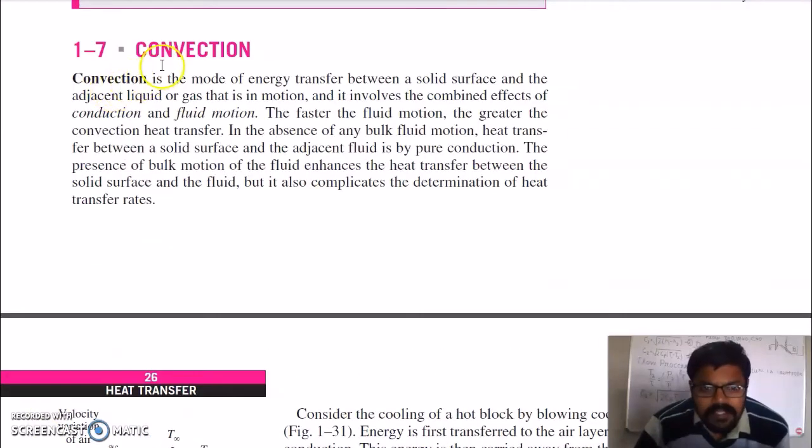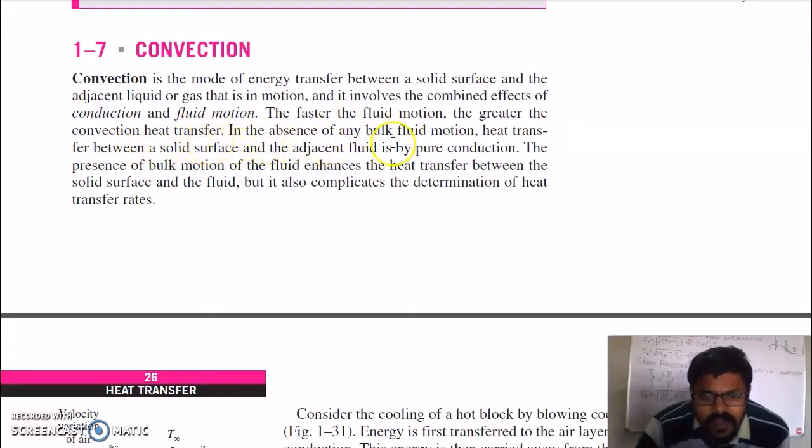The topic which we'll discuss is convection. Convection is the mode of energy transfer between a solid surface and the adjacent liquid or gas that is in motion. It involves a combined effect of conduction and fluid motion. The faster the fluid motion, the greater the convection heat transfer.